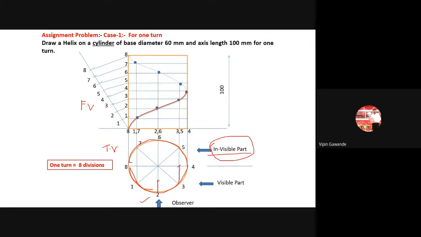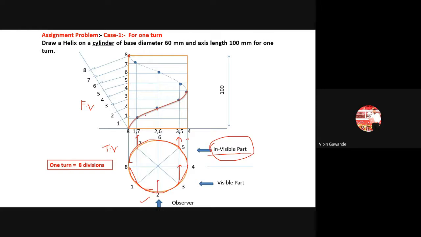Then four goes up to the projection of four, five goes up to the projection of five, 6 goes to the projection of 6, and 7 goes to the projection of 7. The last point is 8.